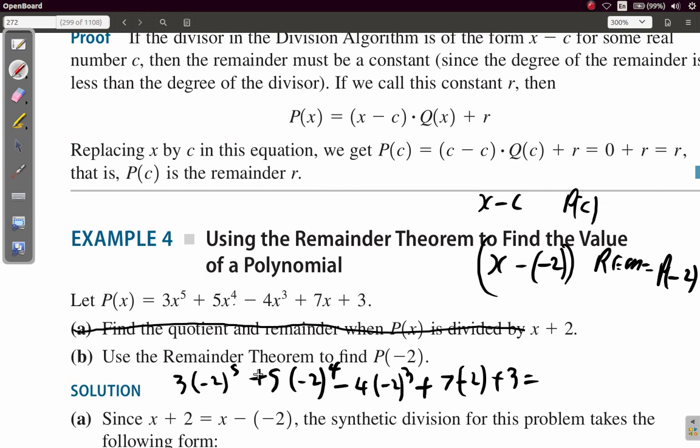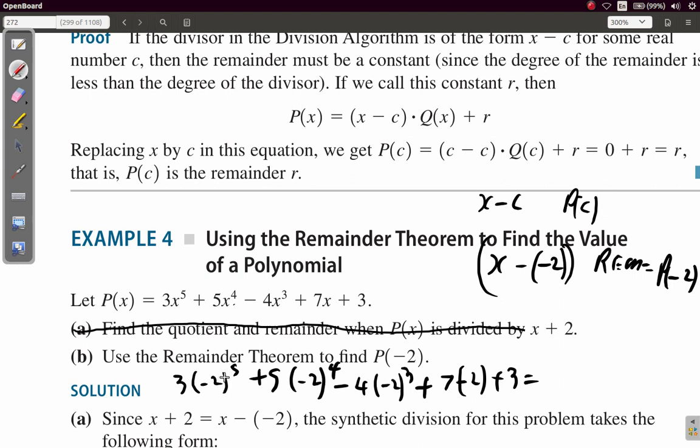Now, remember, you're supposed to get the same remainder as when you did the division. So we're going to work out what the remainder is.